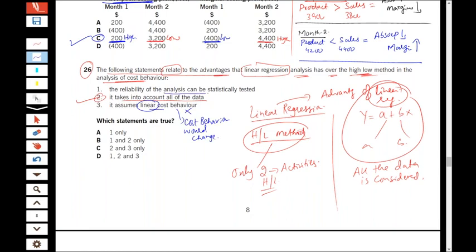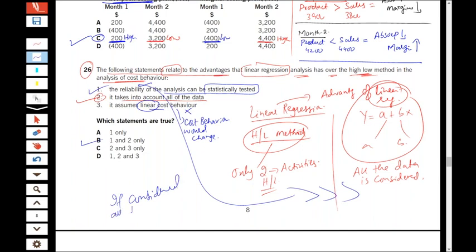The reliability of the analysis can be statistically tested. Yes, 1 and 2, because it is reliable. Why reliable? Because of this: if you consider all the past data, then it's reliable. It is more reliable if you are taking into account all the data, which means your calculated test was more reliable.